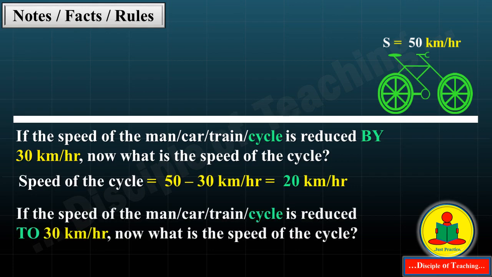If the speed of the cycle is reduced to 30 km per hour, now what is the speed of the cycle? Here the word "to" is very important because whenever the speed of any object is reduced to some value, then the reduced speed is the speed of the object. So, speed of the cycle is 30 km per hour.